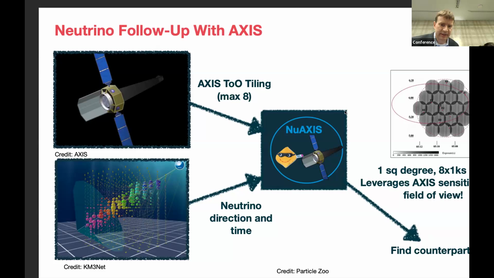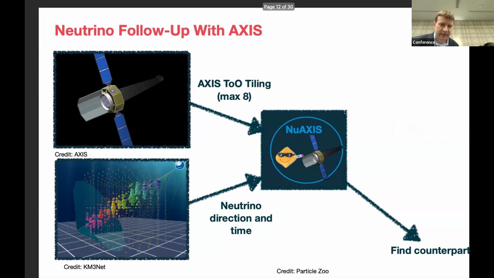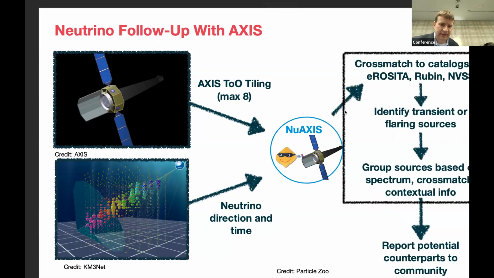IceCube and other observatories report them automatically in real time, very well localized, and just basically see what's there in the X-rays. And what we would imagine doing specifically is, once we have this data, we would cross-match to known catalogs. So we'd look at eROSITA, see what was there in the X-rays. We'd look at what Rubin is seeing. We'd look at radio catalogs, et cetera. And we just try and identify any transient or flaring sources in the field of view.